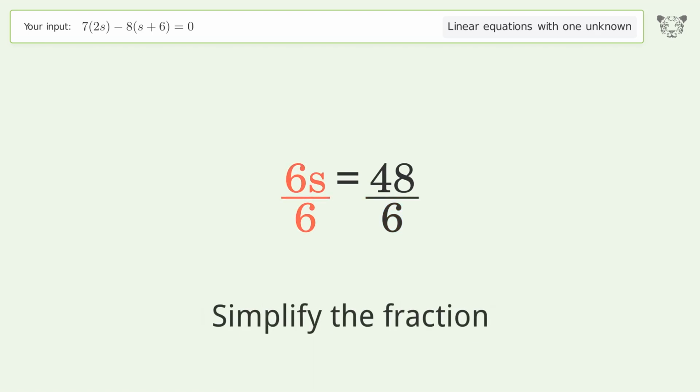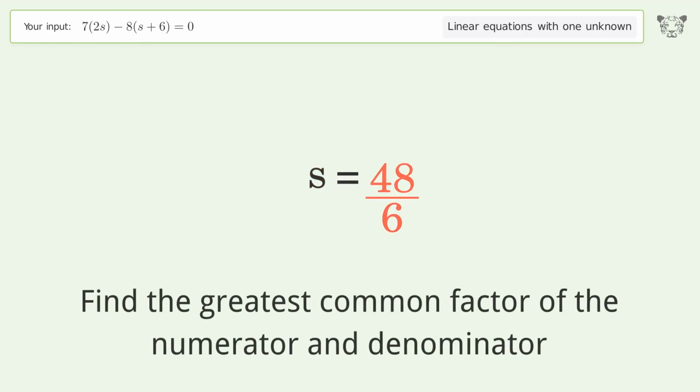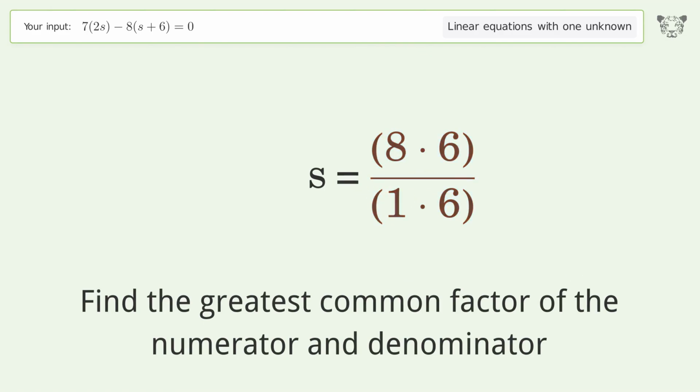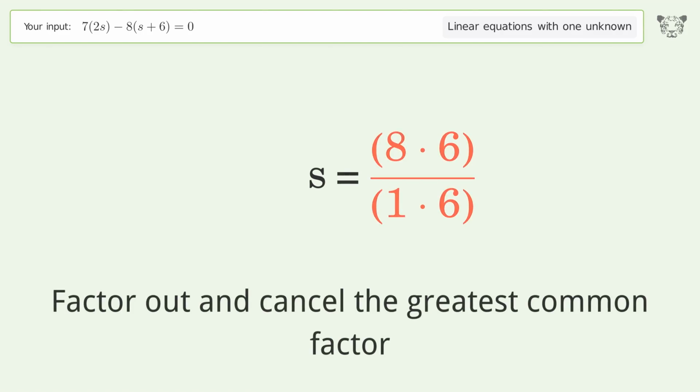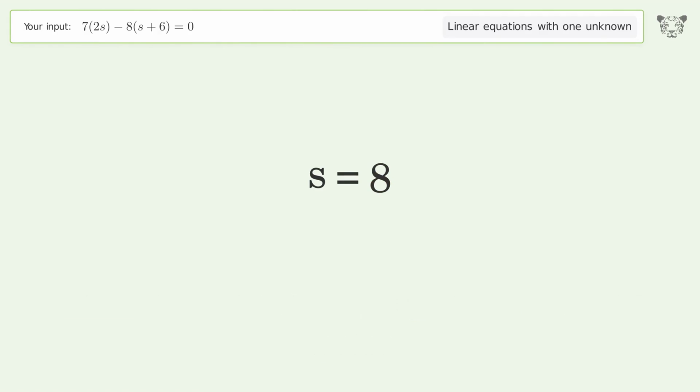Simplify the fraction. Find the greatest common factor of the numerator and denominator. Factor out and cancel the greatest common factor. And so the final result is s equals 8.